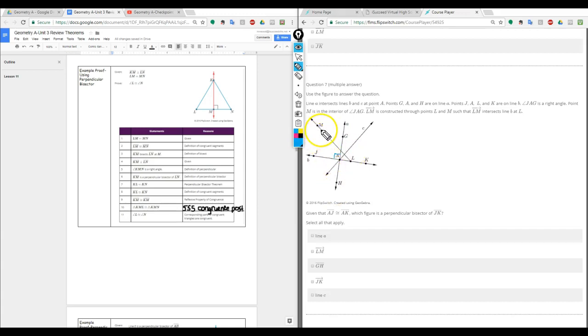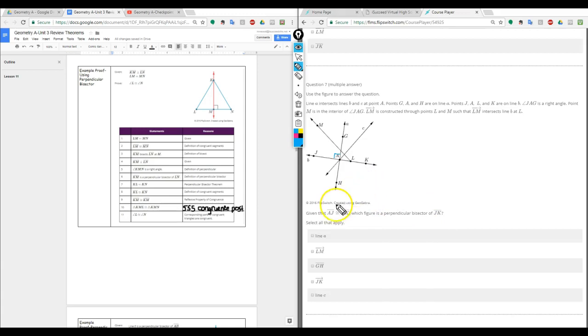Point M is in the interior of angle JAG because it's between the two ending lines. Line LM is constructed through points L and M such that LM intersects line B, right here, line B, at point L. Given that AJ is congruent to AK, which figure is a perpendicular bisector of JK?